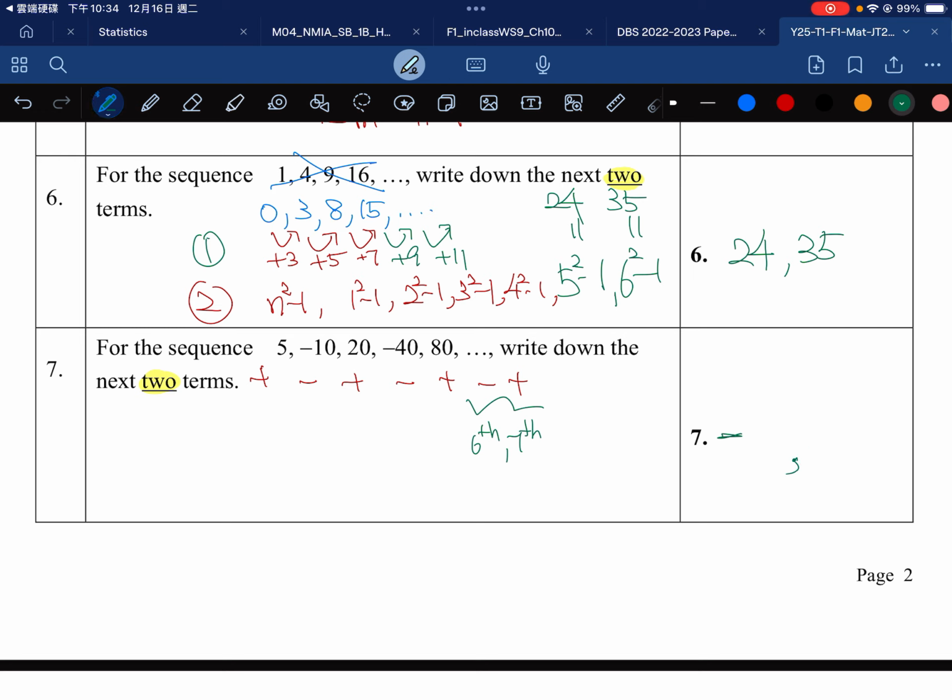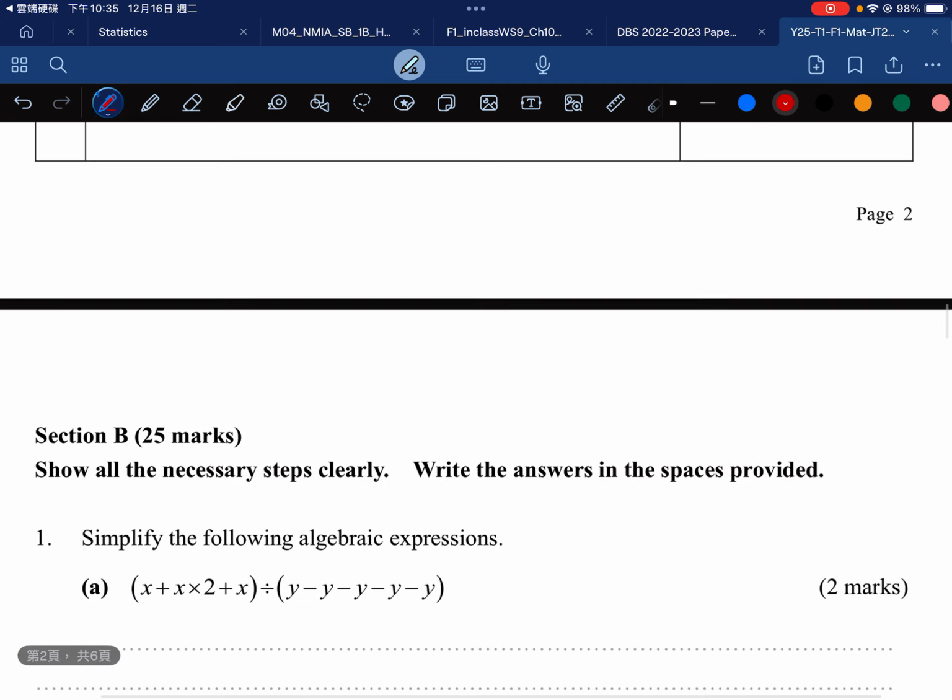Okay, we skip the positive sign. For the sequence 5, 10, 20, 40, 80, we are multiplying each term by 2 to get the next term. That means 1 to 2, 2 to 4, 4 to 8, 8 to 16, etc. So 80 times 2 is 160, and furthermore, 160 times 2 is 320. So here is the final answer. That will be the end for section A, and then we move on to section B.